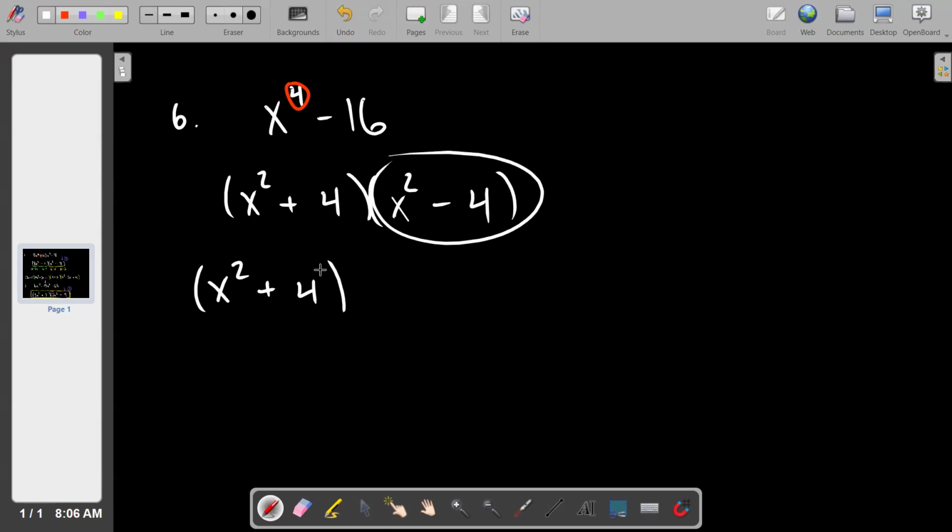This one is, of course, a difference of squares. He fits the mold, so he's x plus 2, x minus 2. Rocking it? All right, that marks the halfway point. Do you have any questions so far? Okay.